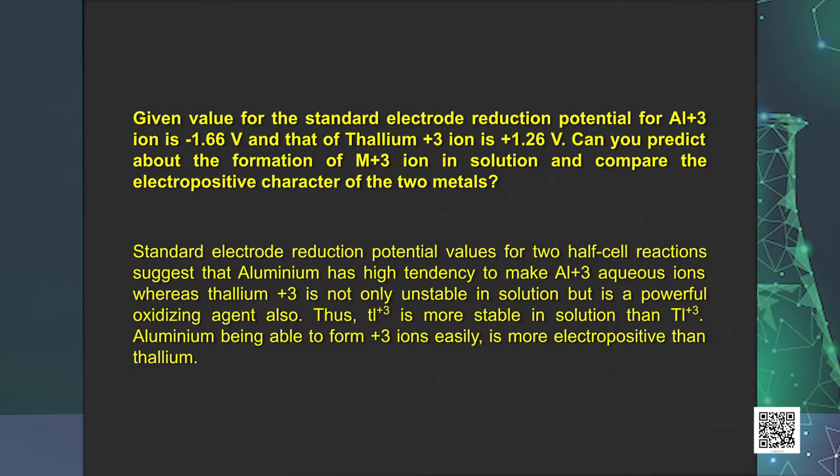Standard electrode reduction potential values for the two half cell reactions suggest that aluminium has a high tendency to make aluminium plus 3 aqueous ions, whereas thallium plus 3 is not only unstable in solution but is also a powerful oxidizing agent. Thus, aluminium plus 3 is more stable in solution than thallium plus 3. Aluminium, being able to form plus 3 ions easily, is more electropositive than thallium.